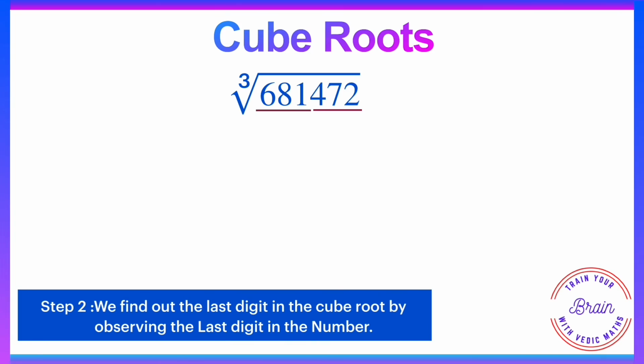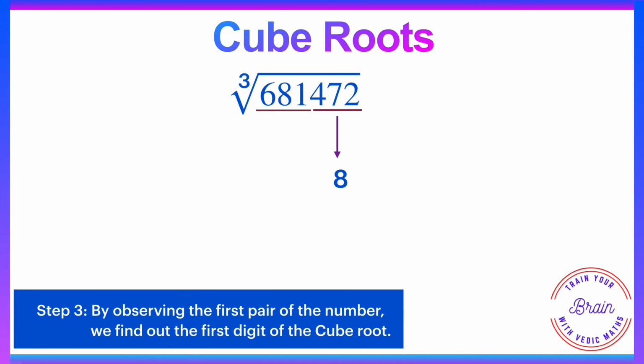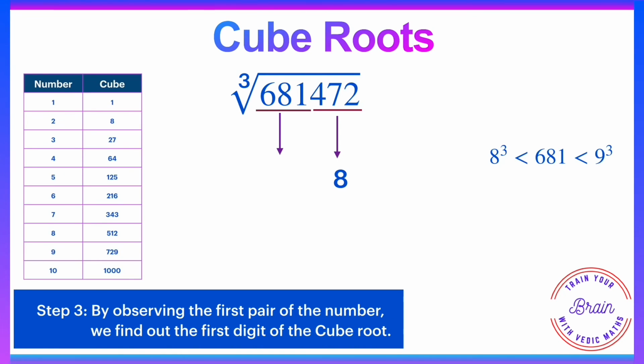In the second step, 2 is the last digit of the cube. So the last digit of the cube root is 8. In the third step, 681 is the first pair of the number. 681 lies between the two numbers, cube of 8 and cube of 9. So the first digit, the tens place digit of the cube root, is 8. We always go for the smaller digit.